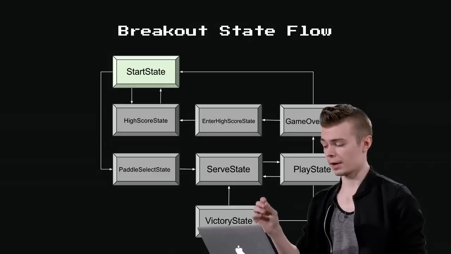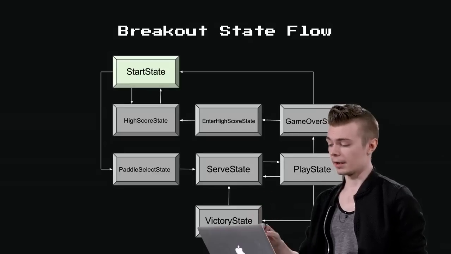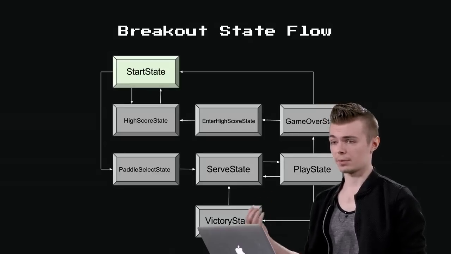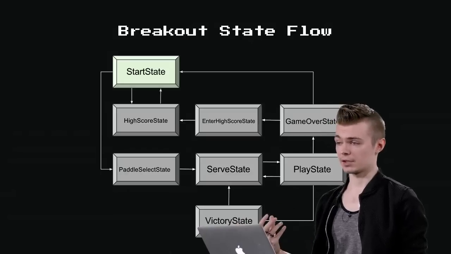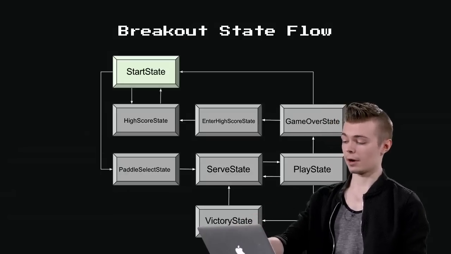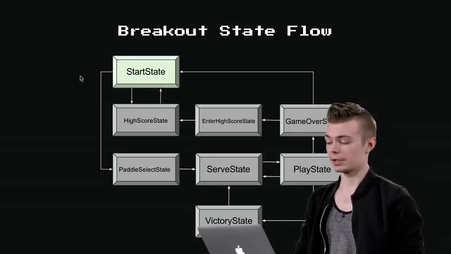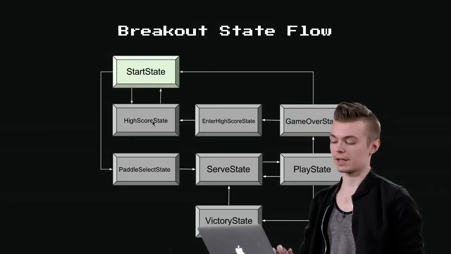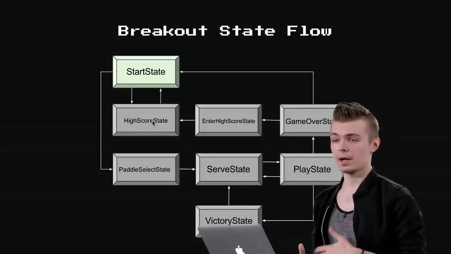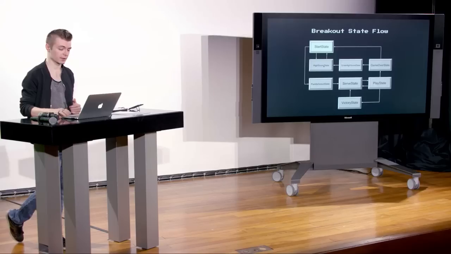In the play state, if they get a game over, they'll go to the game over state, which will tell them their score, and then they'll go to the enter high score state, depending on whether they have a high score. And if not, as seen by the arrow that goes up and to the left, they'll go back to the start state. And then the enter high score state will also go back to the high score state so that they can see, once they've entered their high score, their score relative to the other scores in the list.